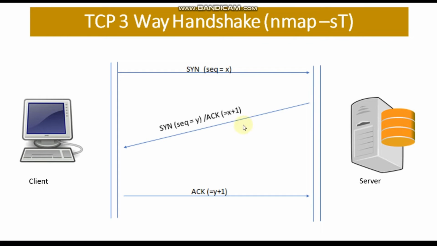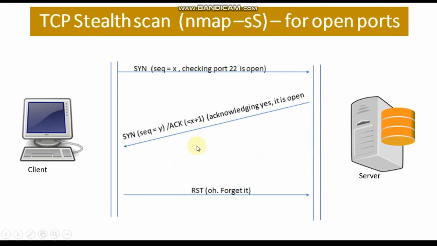So what if the client wants to hide some details of him from the server? In that case, we establish a half-open connection. This is called the stealth scan or the SYN scan. Apart from that, there are some situations where the client wants to hide some details from the server. As an example, you can say a hacker. A hacker doesn't want to expose their details to a server.